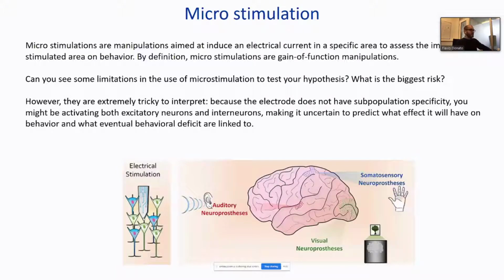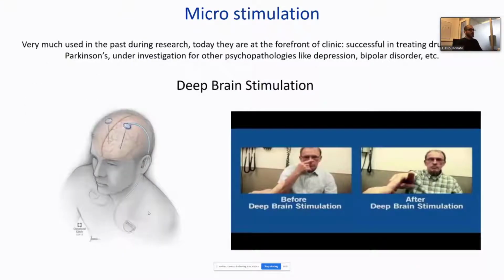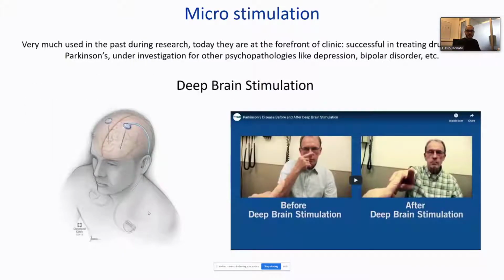Okay, this is what I was mentioning here. One thing that I just wanted to mention is something that you might have heard and seen already before, is that microstimulation, after a period of, let's say, oblivion, has become extremely relevant lately, not only for the prosthesis that I told you before, but because it is at the forefront of the clinic. So these are microelectrodes that are implanted in the brain of patients that are affected by different types of pathologies. Now it's successfully used for treating drug-resistant forms of Parkinson's, and is under investigation for other psychopathologies like depression, bipolar disorders, and so on.